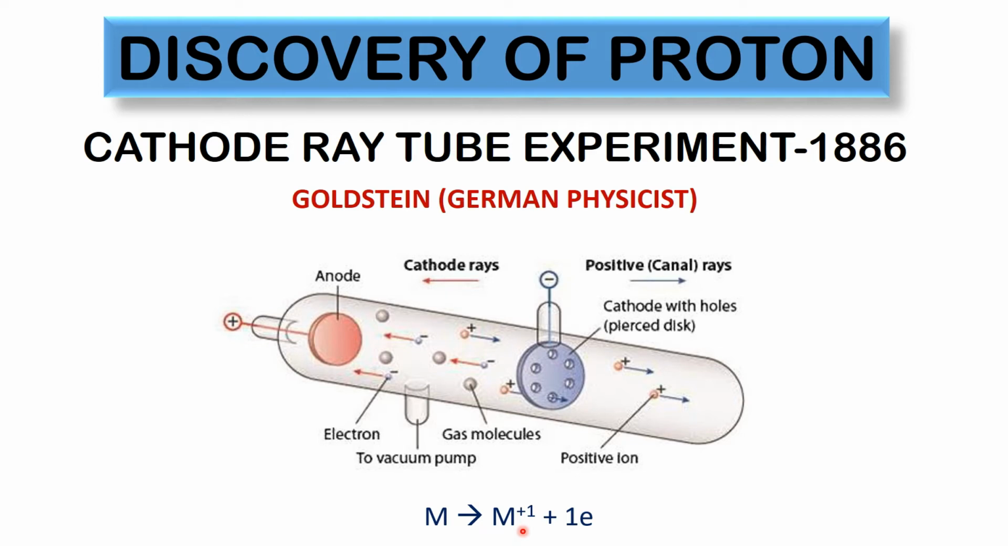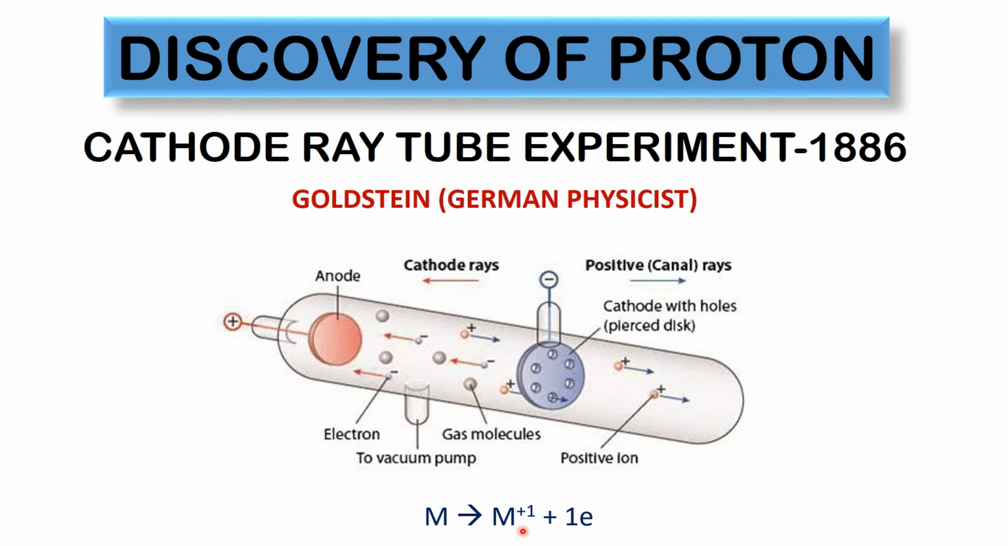So if the number of negative charges increases, the atom gets negatively charged and we have a negative ion created as a result. But if the number of positive charges increases as compared to the negative charges, then of course the atom will be positively charged and we will have a positive ion created as a result.